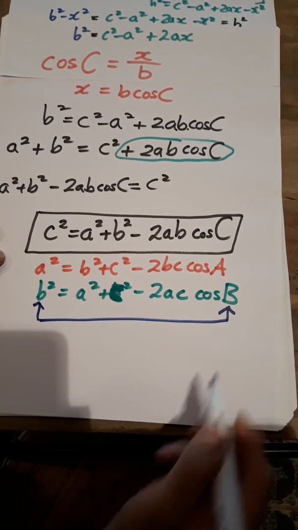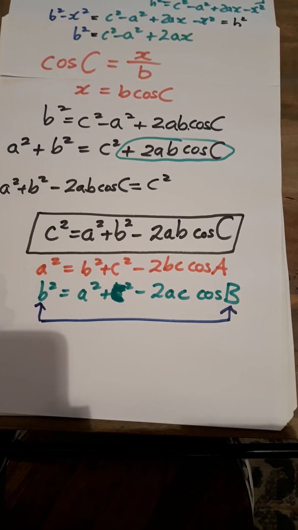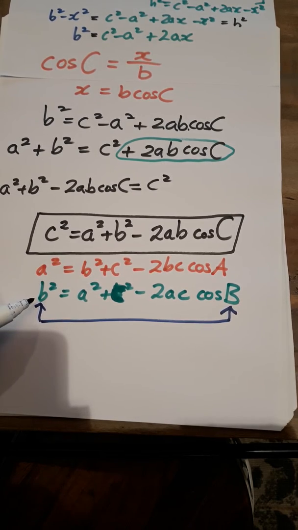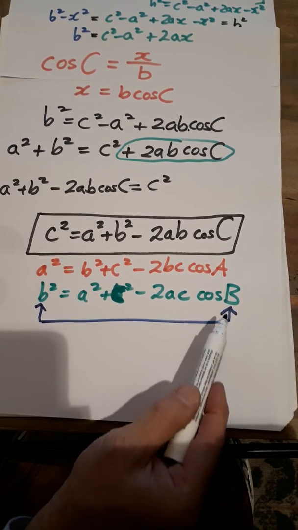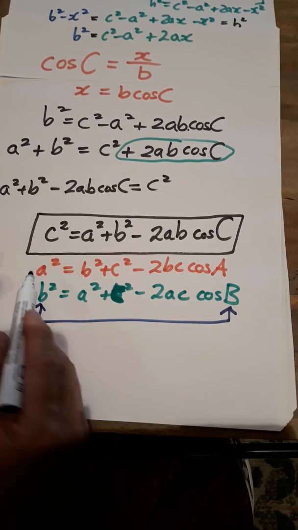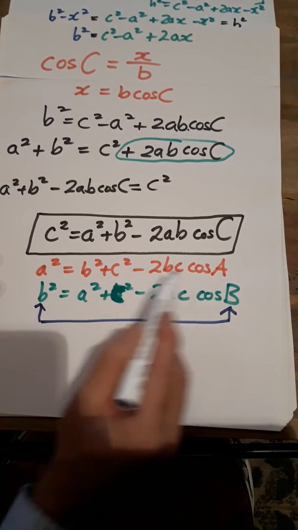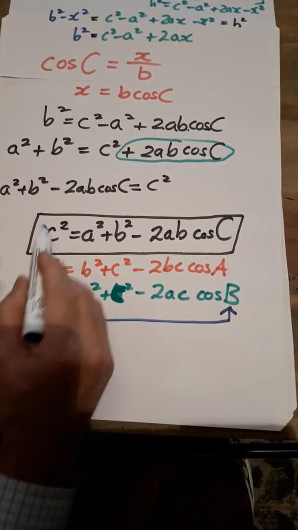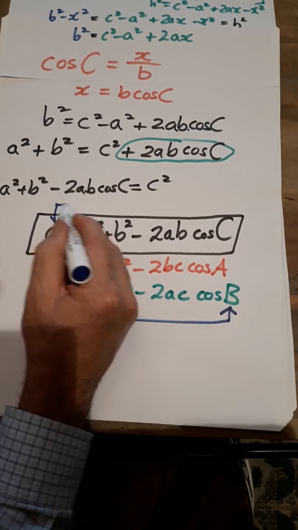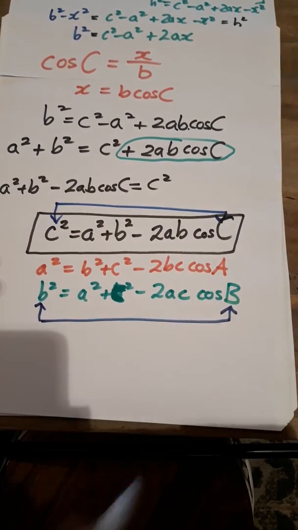Now the interesting thing, or something to note, is that the side and the angle opposite to it go at either end of the formula. If we're trying to find side B, it'll be cos of angle B. If we're trying to find side A, it'll be cos of angle A. If we're trying to find side C, it'll be cos of angle C.